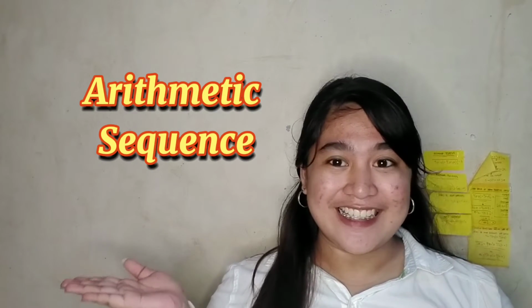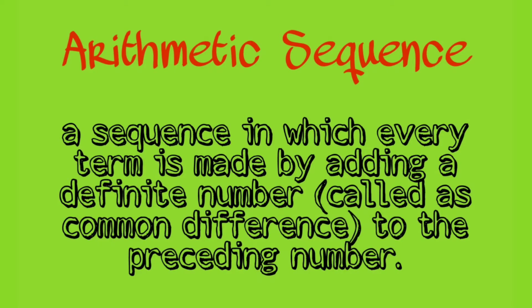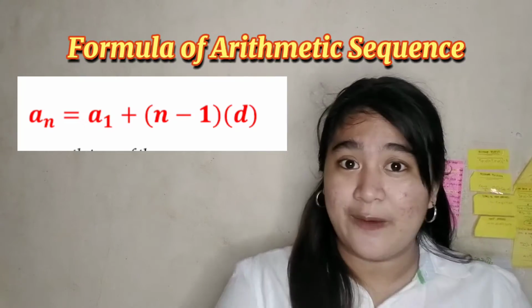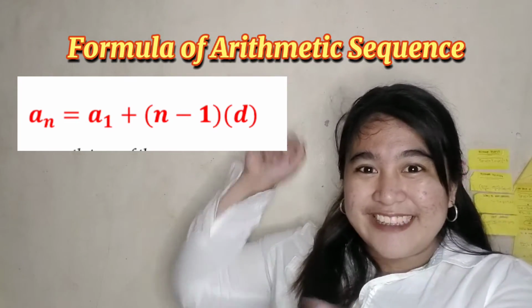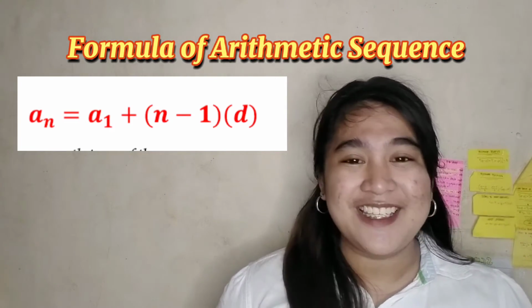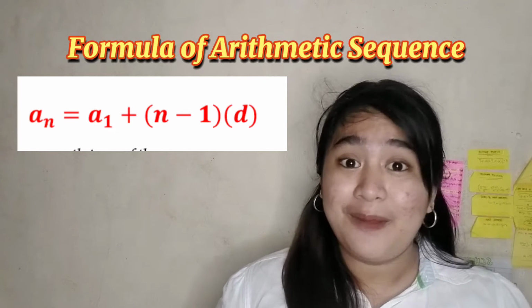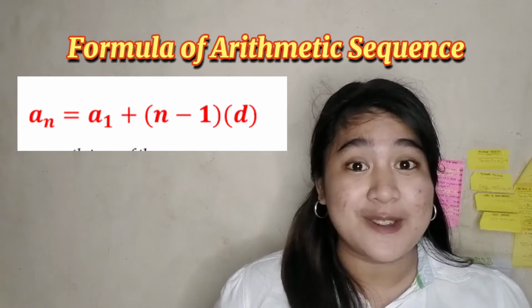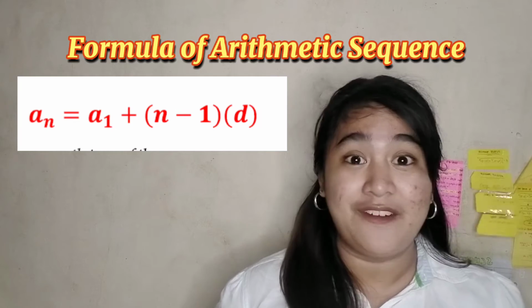And now let's start off with arithmetic sequence. Arithmetic sequence is a sequence in which every term is made by adding a definite number called the common difference to the preceding number. So, this is the formula of arithmetic sequence. a sub n is equal to a sub 1 plus the quantity of n minus 1 times the common difference.